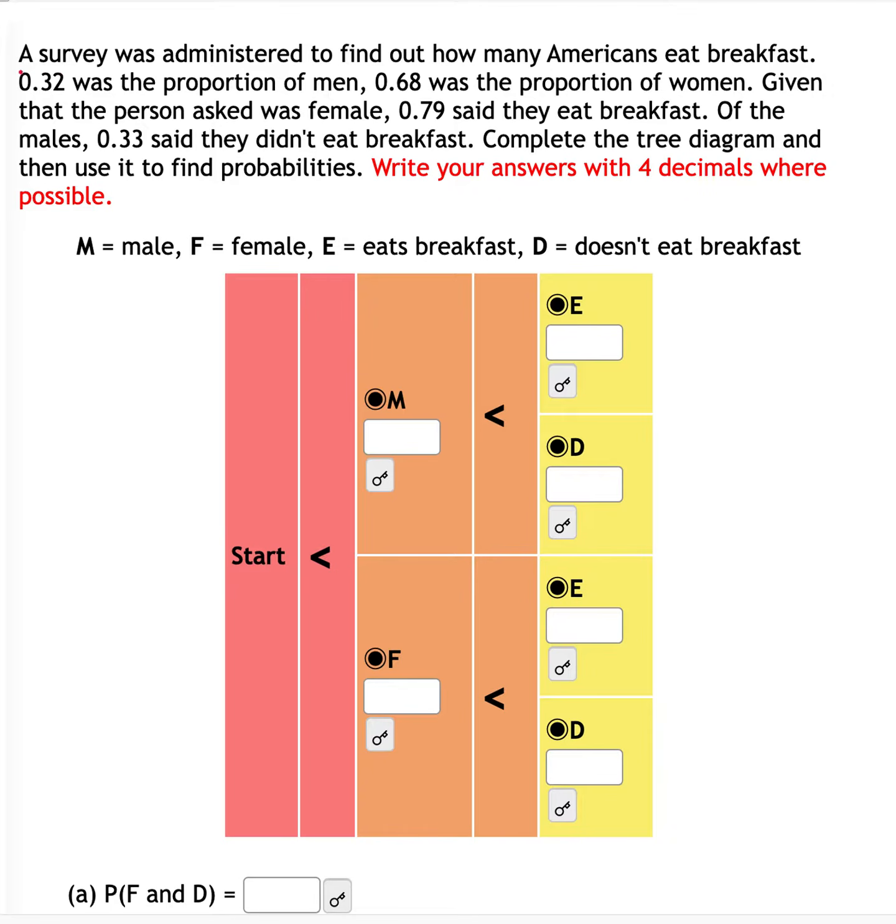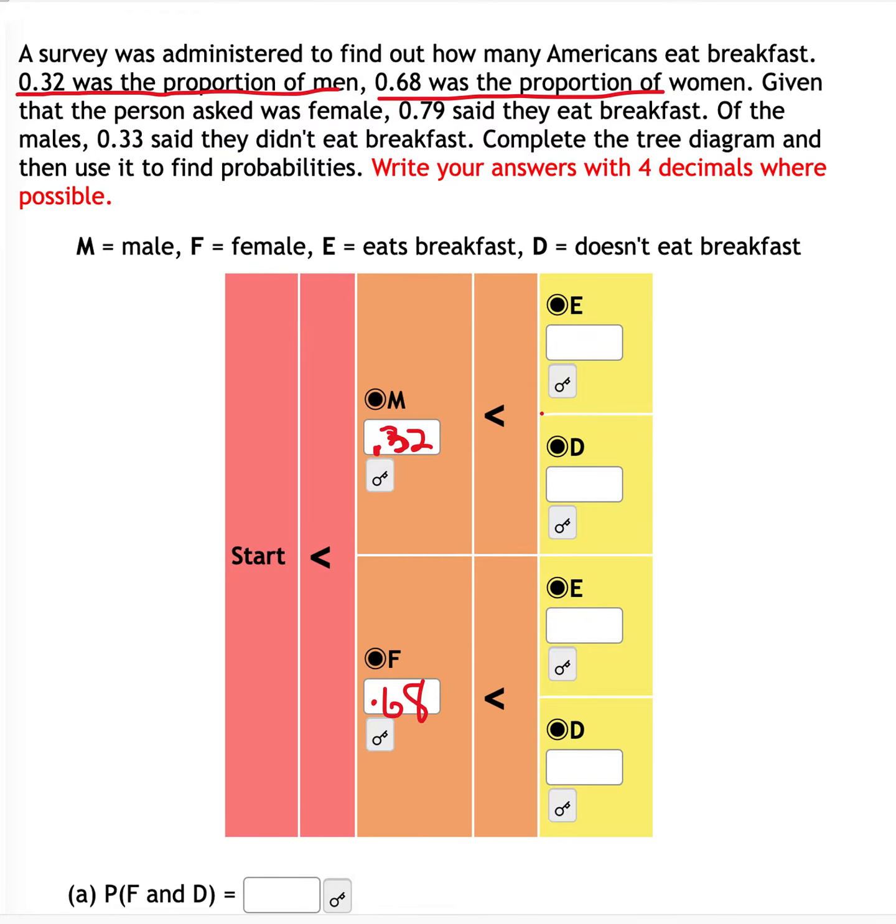So in the question up here, it says, of the people that were surveyed, 32% was the proportion of men and 68% was the proportion of women. So the answer that we're going to fill out for the probability of men is going to be 0.32. And then the probability of females was 0.68. Notice that in this level of the tree, everything adds up to 100%.